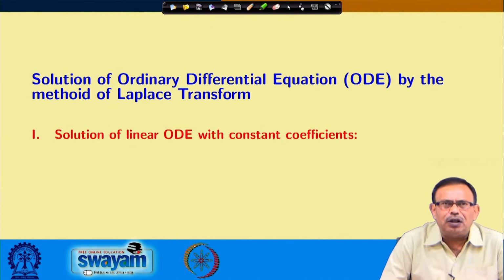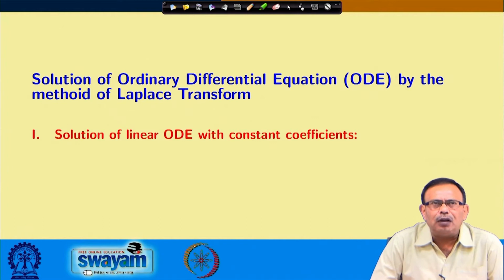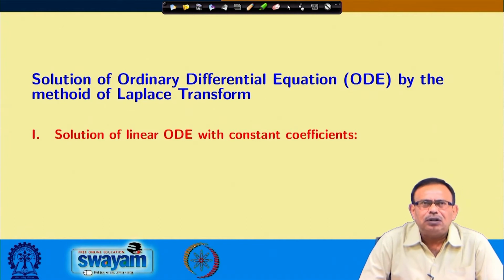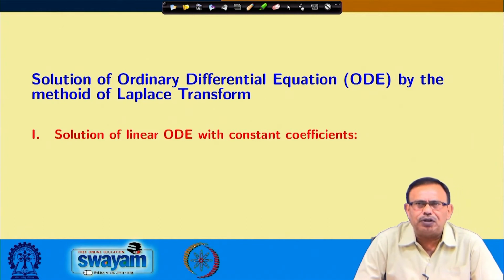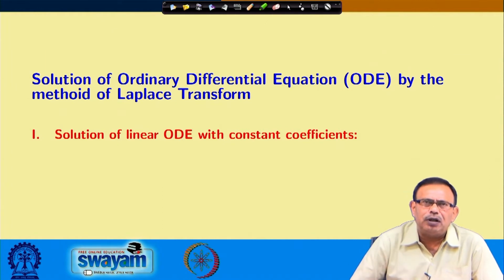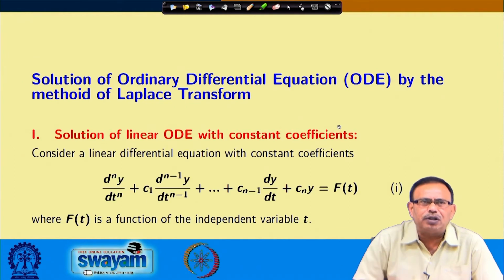The first one is the solution of ordinary differential equation by the method of Laplace transform. The spelling of method is wrong, it will be METHOD, please note it. This correction we will make afterwards. Solution of linear ODE with constant coefficients, we will do it. What is the type of linear ODE with constant coefficients?